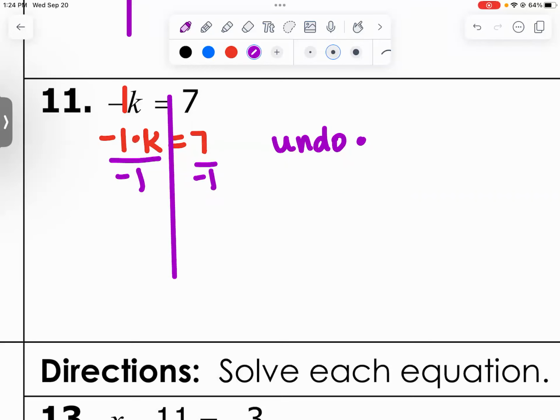So we are dividing both sides by -1 so that we can undo this right here. So Jacob, what is 7 divided by -1? -7.